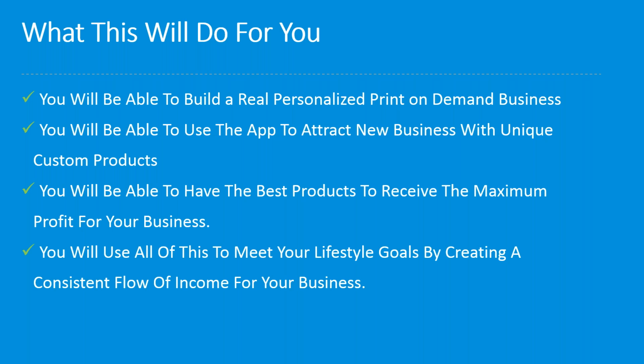So you're going to be able to use all this to meet your lifestyle goals. What is this about at the end of the day, right? Everybody says we want to make money. It's about creating a consistent flow of income for your business, right? So obviously, if you have unique products, a unique solution that you can use, you're going to be able to create that consistent flow of income, so you can live the lifestyle that you choose. You can make your own decisions. You can decide when you do things and how you want to live your life.